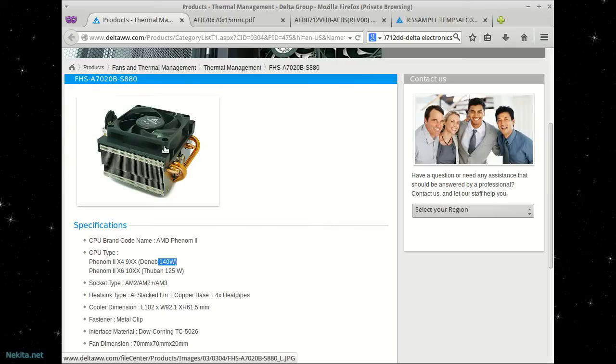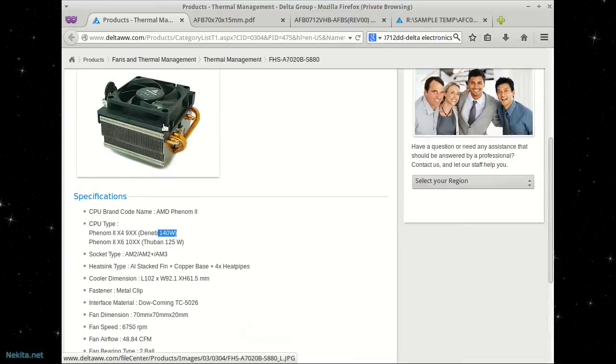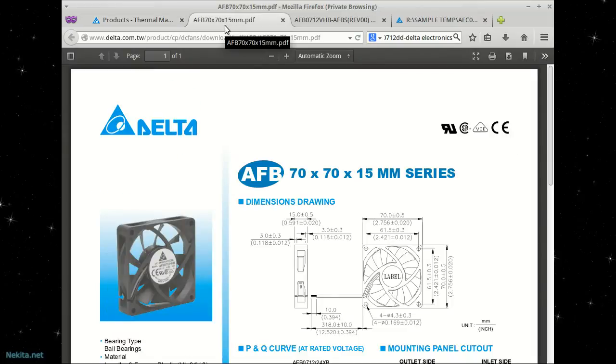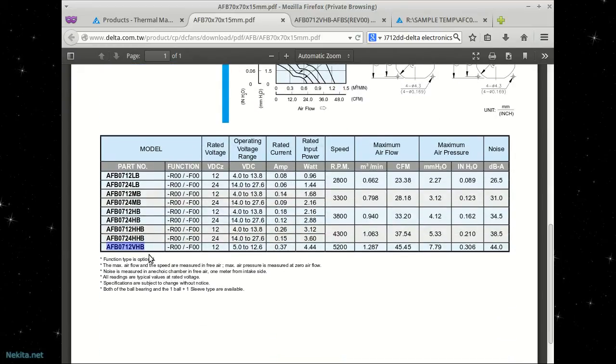Now, once again the height here, 20 millimeters. This is not the fan that was supplied with my boxed set from AMD, right? So this is 15 millimeters. This looks suspiciously like the one that was mounted on the cooling block in a sealed package. So the model part number verifies that. AFB0712VHB. And take a look here. 52 RPM, producing 45.45 cubic feet per minute. At that speed, of course.